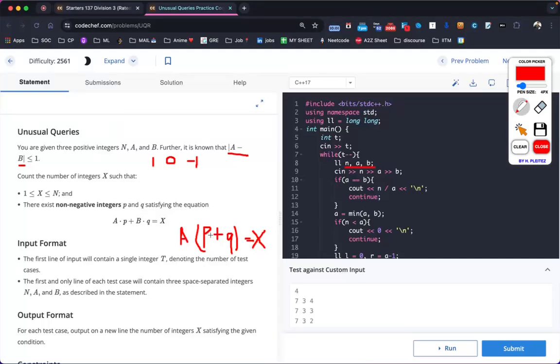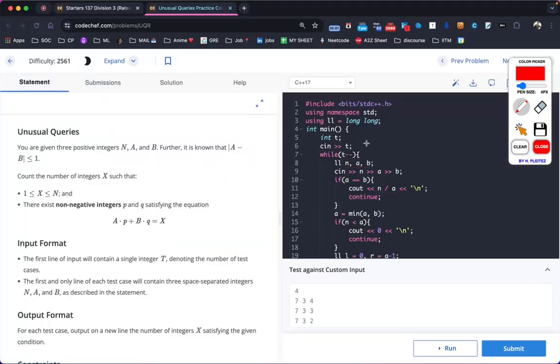So these are p and q, it doesn't matter, it's our choice. Then we can make q equal to 0, and it will become a into p as x. If it is like that, what is the maximum number of integers x can take to solve this equation? If the maximum value of x we need to put is n, and q was 0, then a into p equals n, so p will be equal to n by a. That's how we get the first corner case, if a was equal to b.